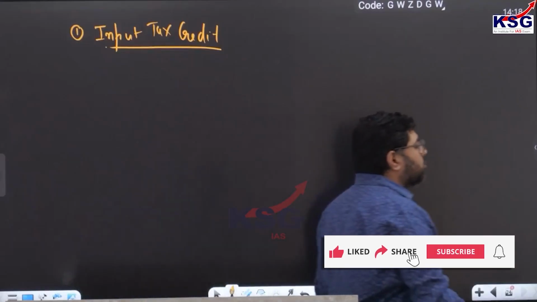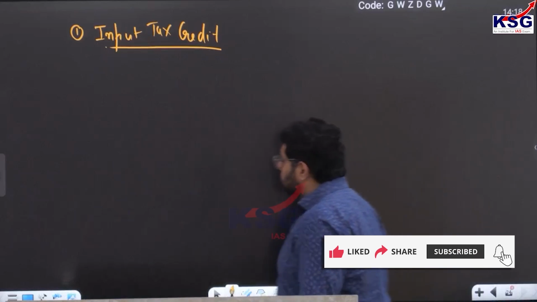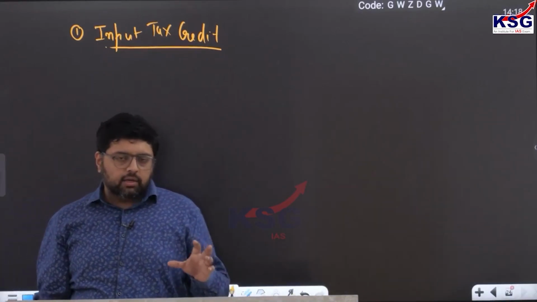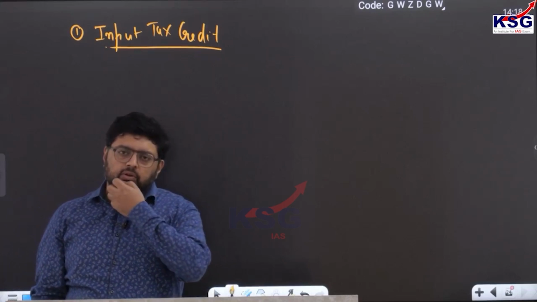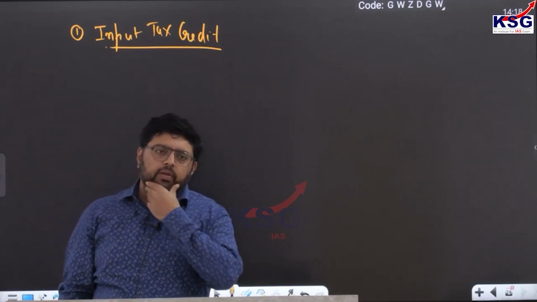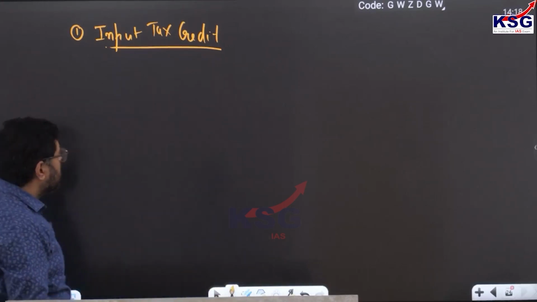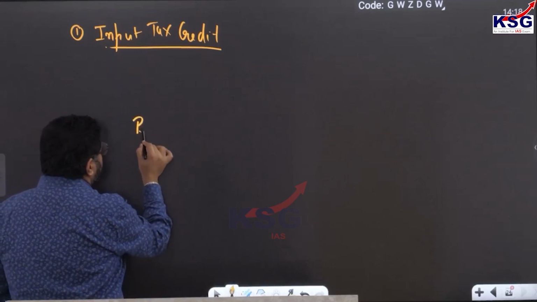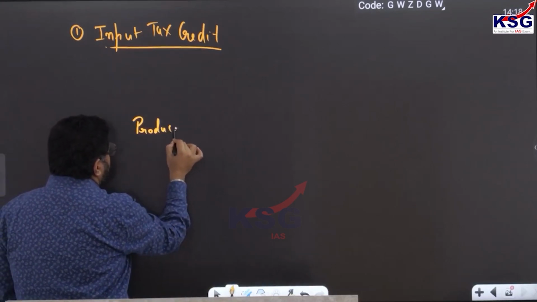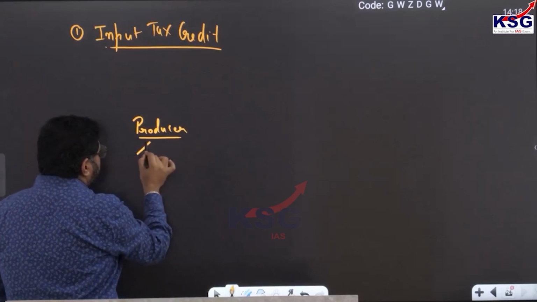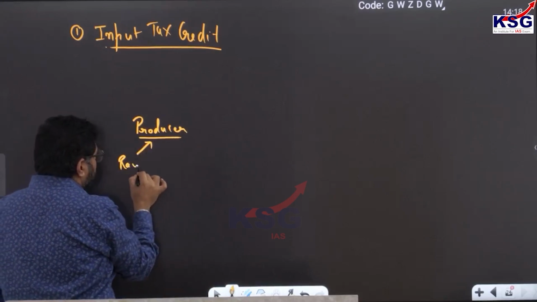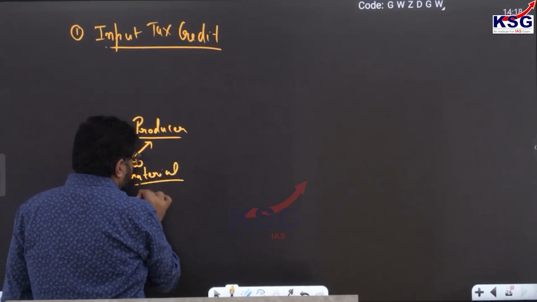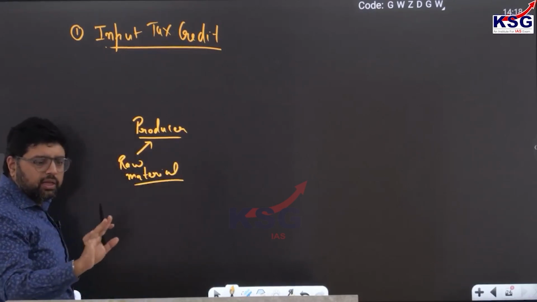Now when we talk about input tax credit, you can understand it in this way. For this, you must understand the mechanism of GST. For example, I am a producer. To produce a product, I purchase raw material. I am just taking one simple example, then you will understand.